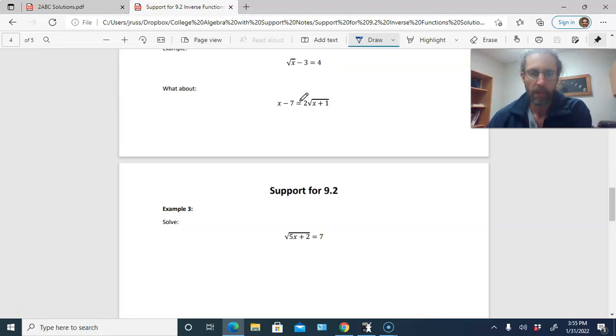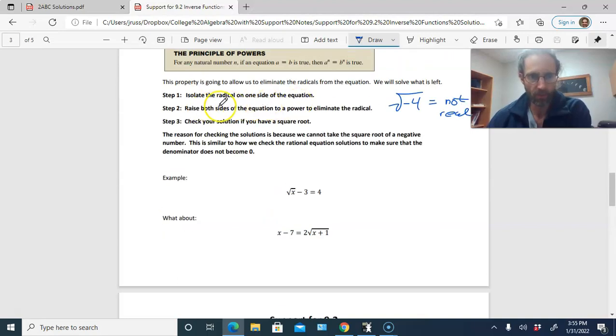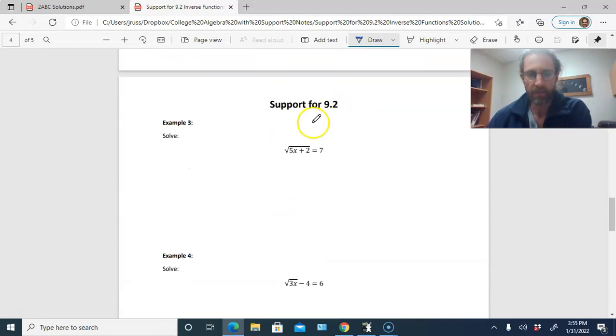Okay. So then step number 2 says raise both sides of the equation to a power to eliminate the radical. So if it's a square root that you're trying to get rid of, you're going to square both sides of the equation. If it's a cube root, you're going to cube both sides. This is like doing the opposites again. The opposite of addition is subtraction. The opposite of multiplication is division. The opposite of taking a square root is actually squaring something.